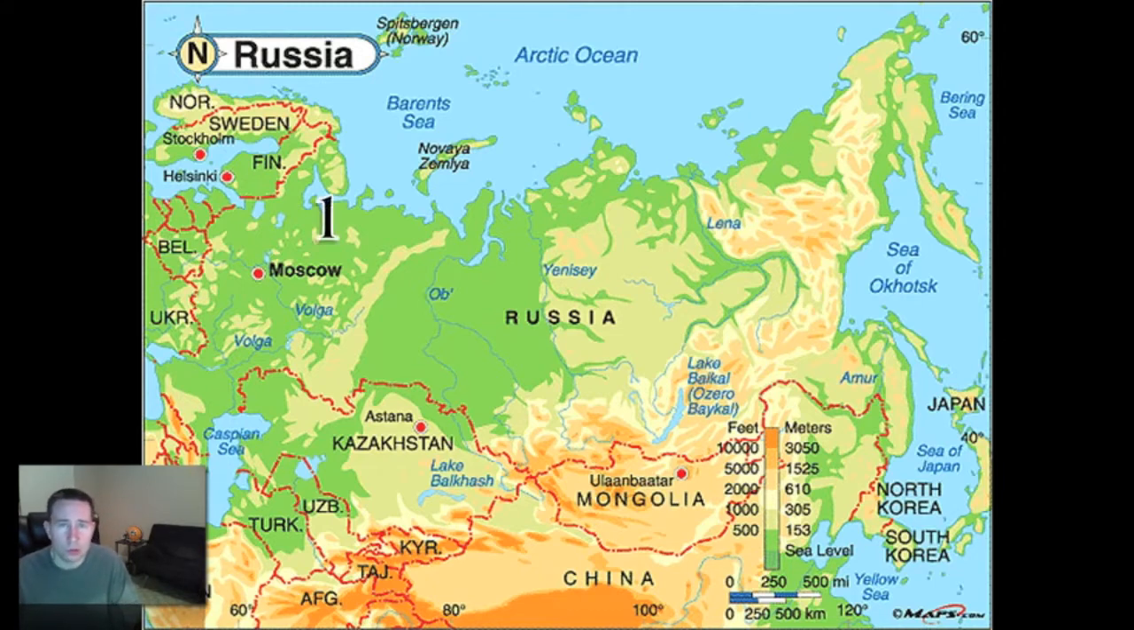We have the Northern European Plain, which lies in the westernmost part of Russia. We have the Ural Mountains. We have the Western Siberian Plains. We have the Central Siberian Plateau, and we have the Kamchatka Peninsula that you see there all the way to the eastern side of the map. Each of these regions has very distinct physical features, and we want to go through each of them and find out what makes these regions so special compared to the other regions.